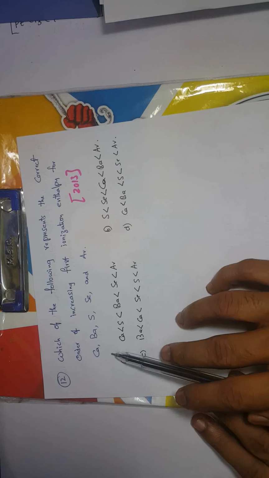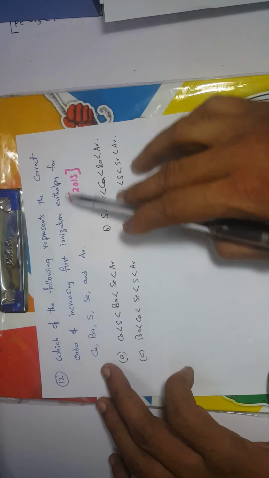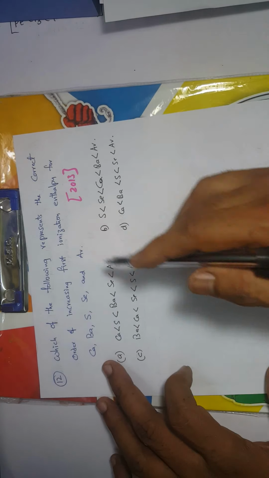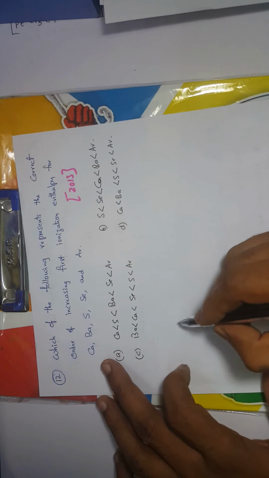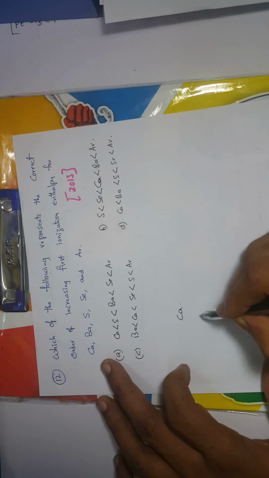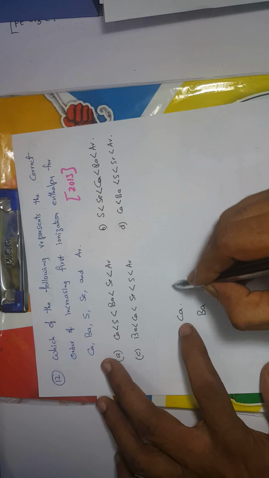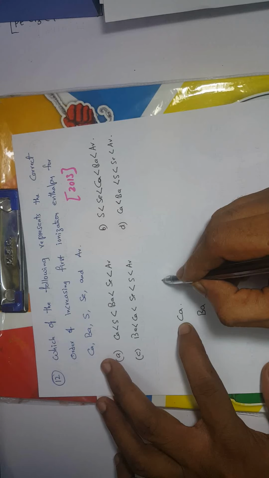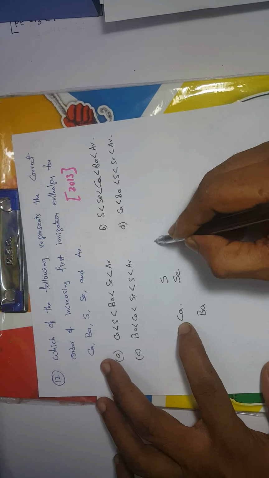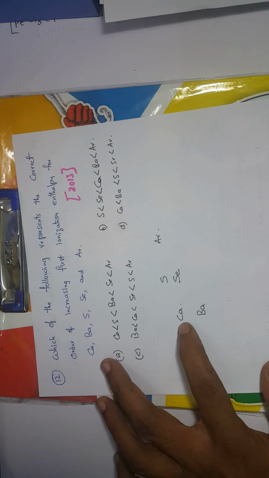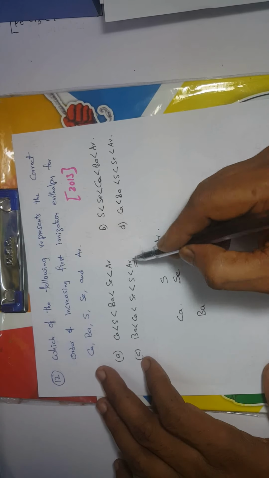So the next one is: which of the following represents the correct increasing order of first ionization enthalpy? What are the elements they have given? The first one is calcium, barium, same group, sulfur, selenium, argon. Okay, irrespective of this, you can see that argon is a noble gas.